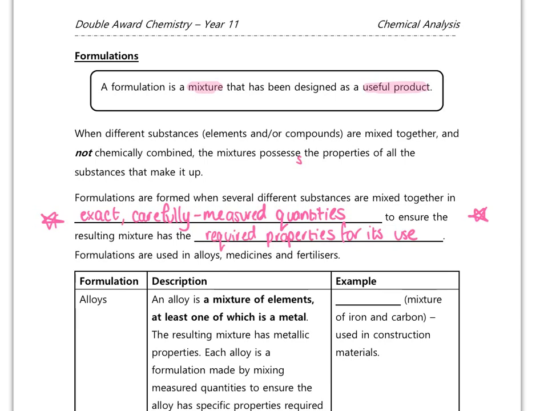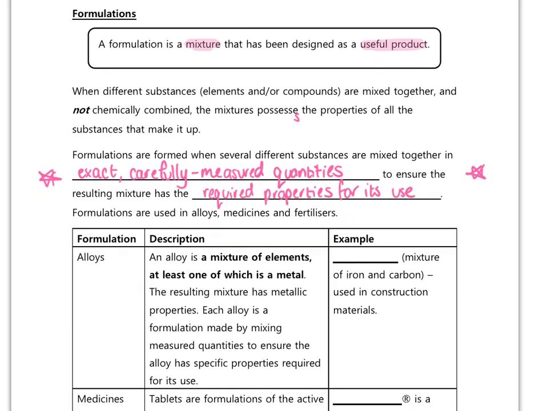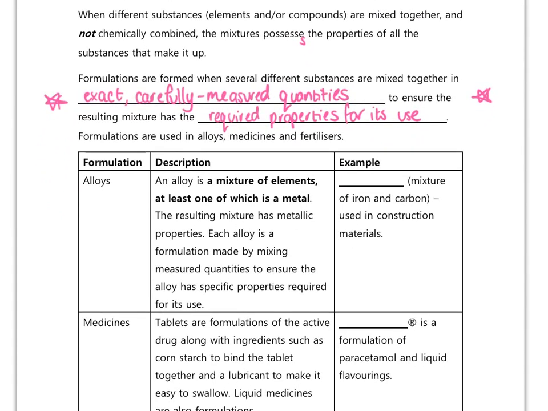And you would say, well, there's a mixture that's been designed for a useful product, and the different substances have been mixed together in exact, carefully measured quantities to ensure the resulting mixture has required properties for its use. So it's really, really important that you know all of that information at the top of this page. So let me introduce you to a couple of examples of a formulation so you can start to see, well, what does this actually mean?